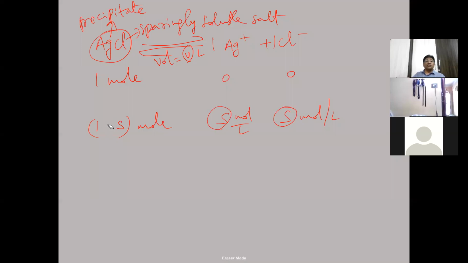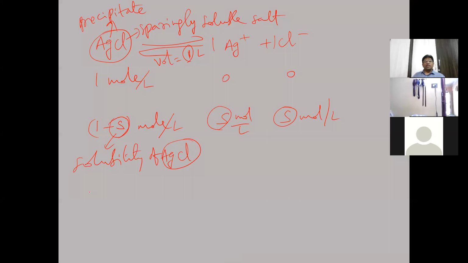Now, what is the solubility of this given salt? S is the solubility of AgCl. Is that clear? So the solubility of AgCl is S moles per liter. Here 1 minus S moles per liter is left over, and S moles per liter formed. Take V as 1 liter volume, so we take 1 minus S moles per liter.